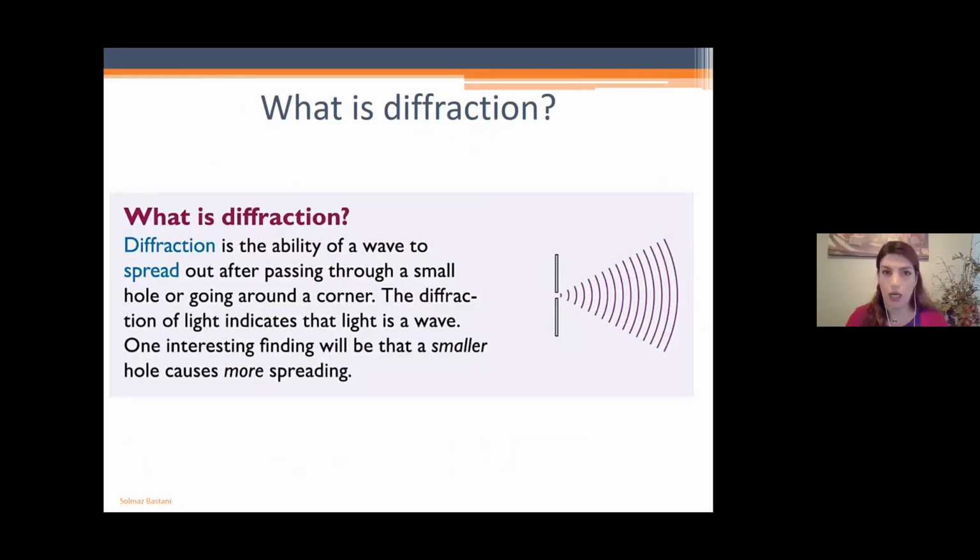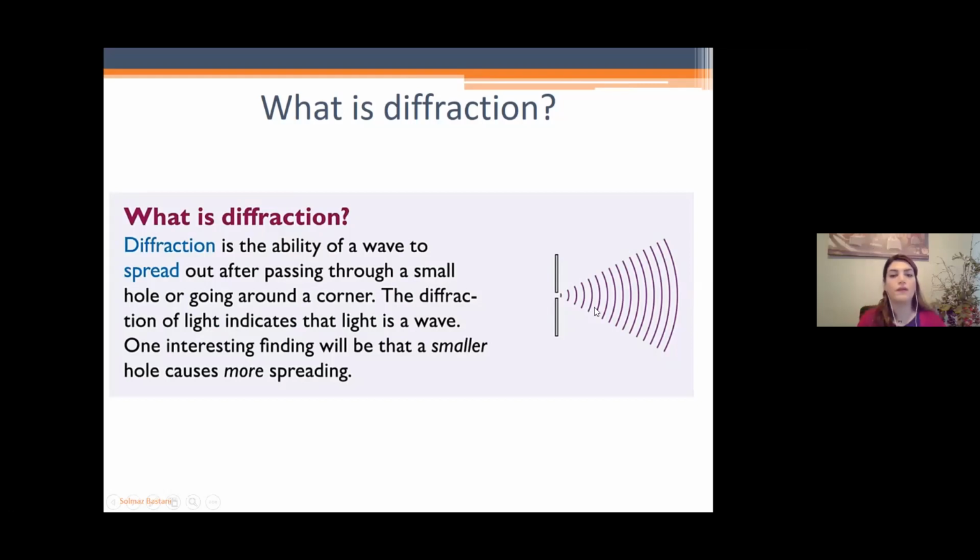All right, now let's define diffraction in physics terms, okay? So what is diffraction? Diffraction is the ability of a wave to spread out after passing through a small hole or going around a corner. The diffraction of light indicates that light is a wave, right?